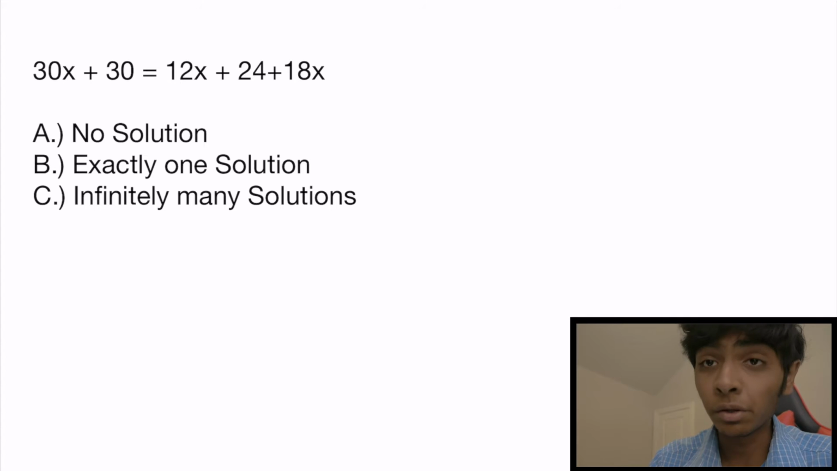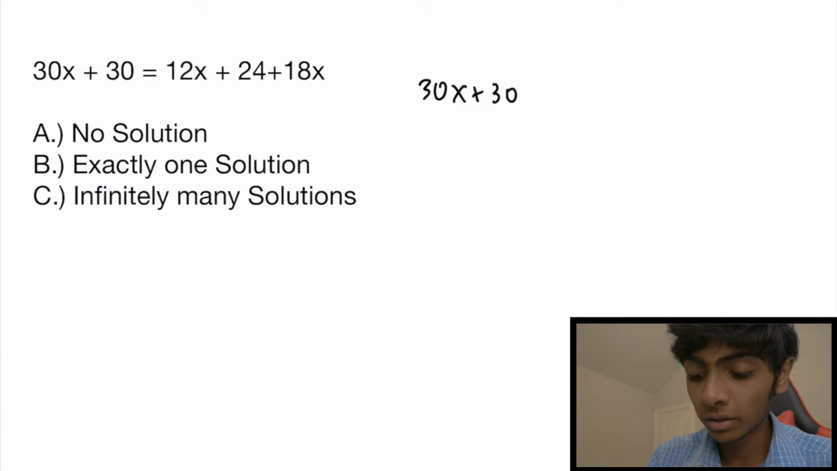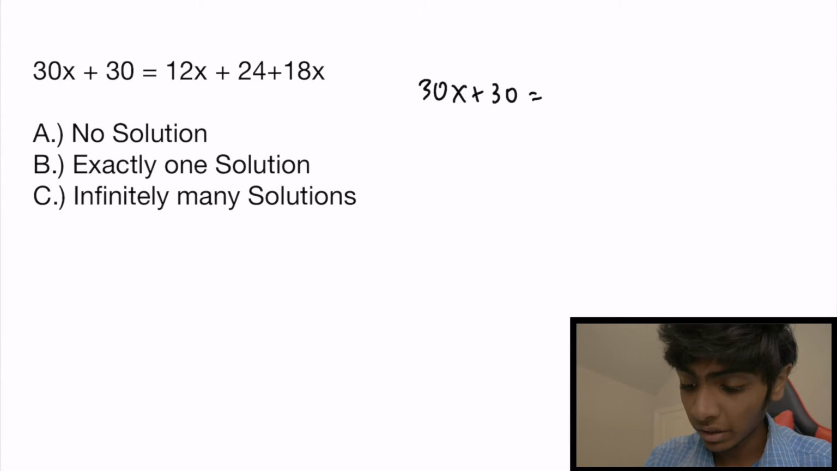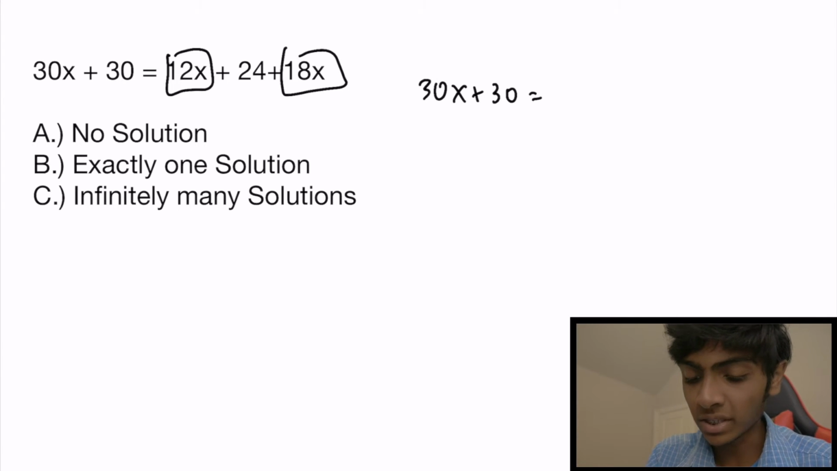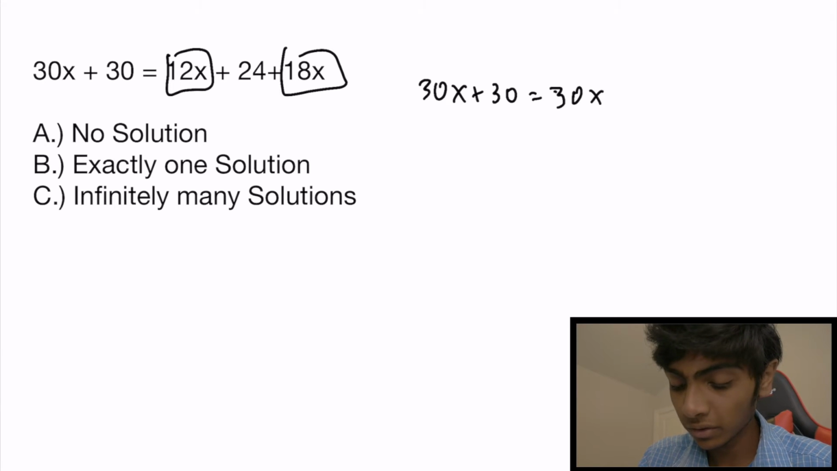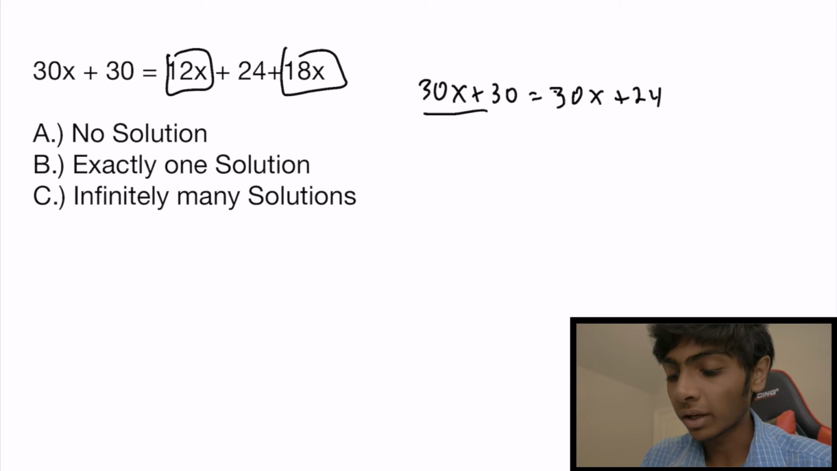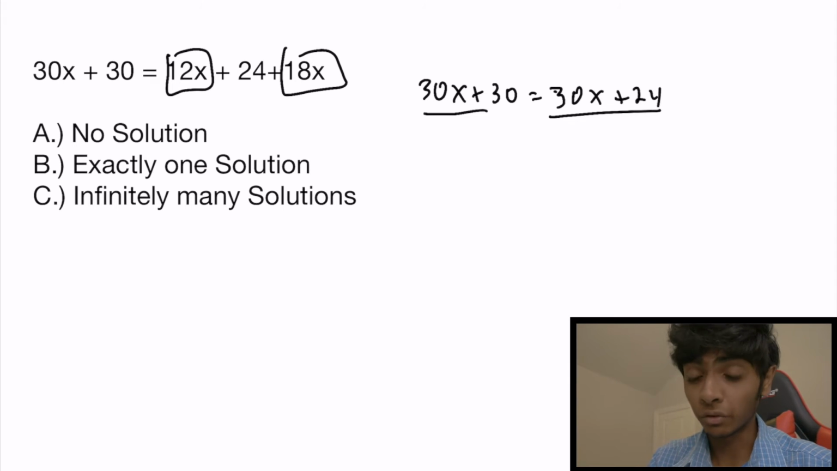Alright, now let's go on to another question dealing with the same concept. So we're given 30x plus 30 is equal to 12x plus 24 plus 18x. We can combine 12x and 18x here because they're like terms, and that will give us 30x. And then the 24 will leave as it is. So now we're given 30x plus 30 equals 30x plus 24.